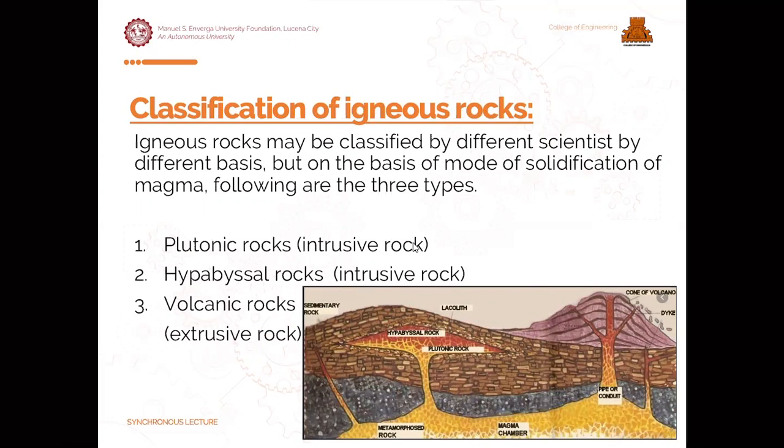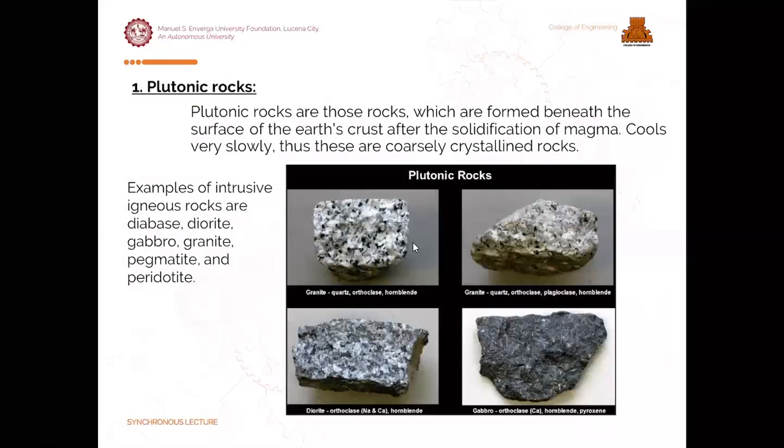Okay, so let's go more in depth on plutonic rock. So, plutonic rocks are those rocks which are formed beneath the surface of the Earth's crust after solidification of magma. Okay, so it cools very slowly. Thus, these are coarsely crystalline rocks. Okay? So, these are examples of plutonic rock, the intrusive rocks. So, we have granite, diorite, and gabbro. Okay?